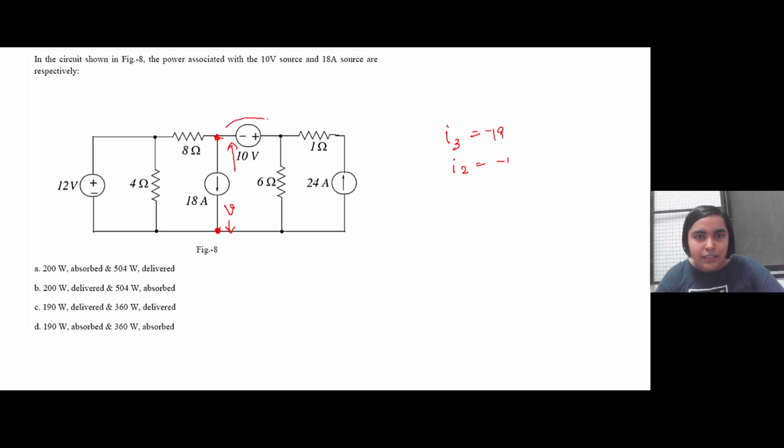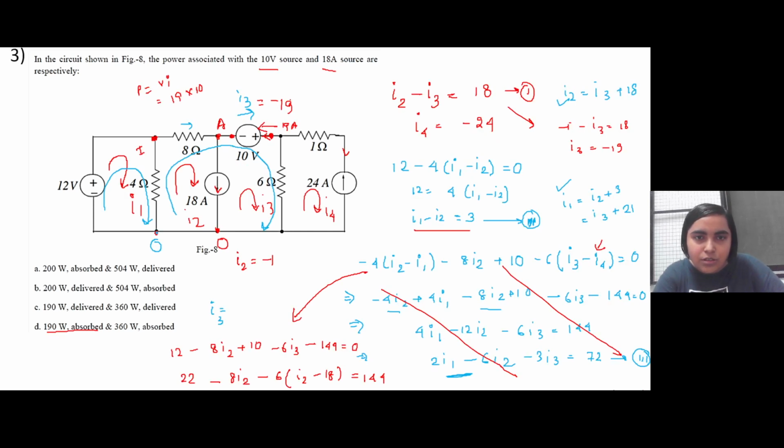Now we apply KVL through this loop. Sorry, not the bigger loop, the smaller one. So we now apply KVL in this particular loop. If we do that, across the 6 ohm resistor, what will be the current? We have assumed the current through the 6 ohm resistor to be I3 minus I4, right?